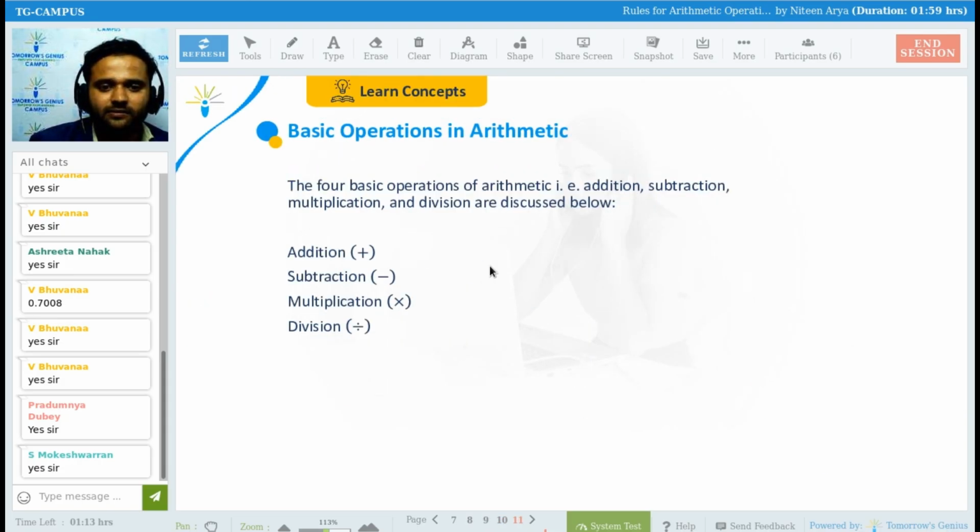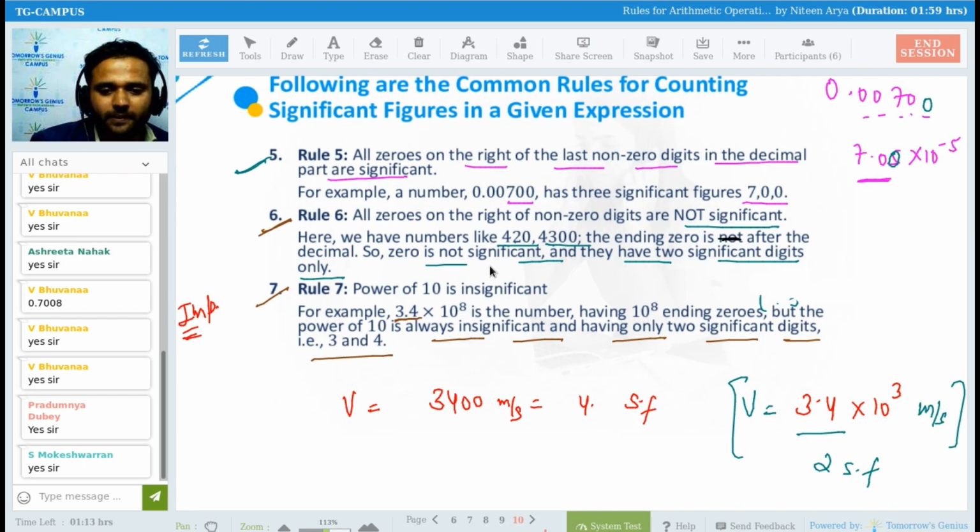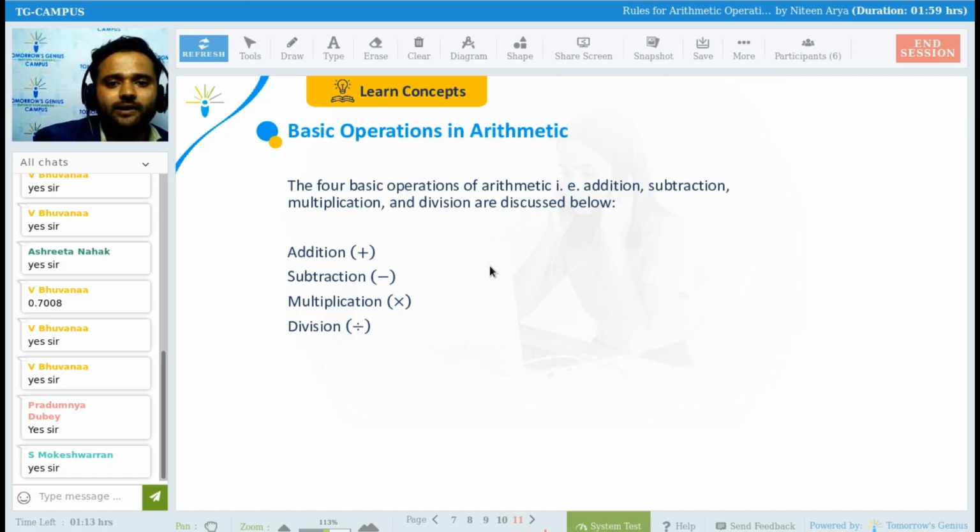Basic operations in mathematics, that is, you know, the 4 basic operations of arithmetic, till the previous slide. This is clear now. These are 7 rules. So if you still have a doubt, go back, I mean after this particular video, yeah, after this class, watch this again. If you still have a doubt, ask me in the next class. Now basic operations in arithmetic, as we know, the 4 basic operations: addition, subtraction, multiplication, division are discussed below. Addition, subtraction, multiplication, division.